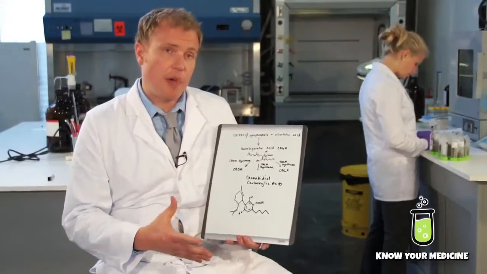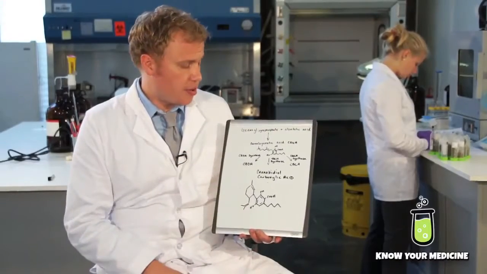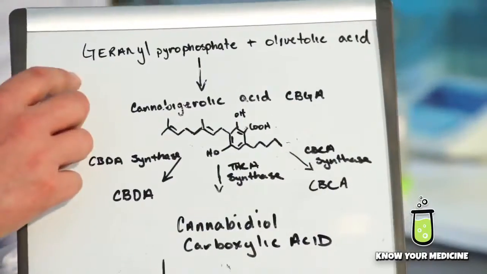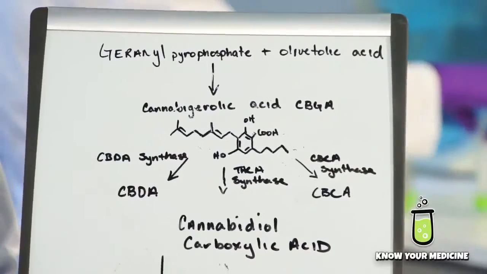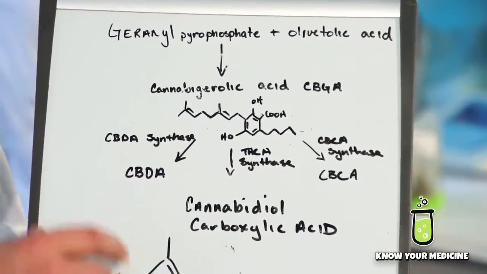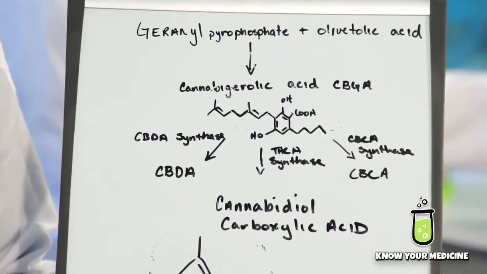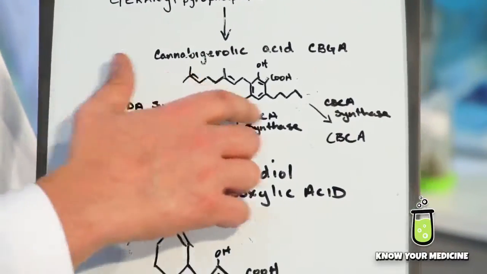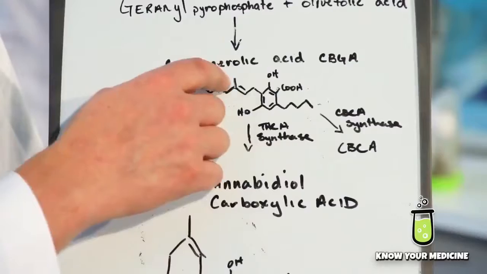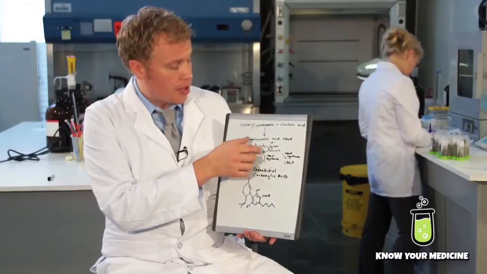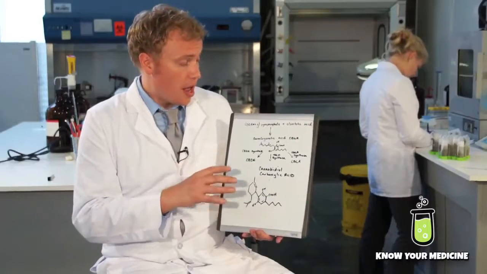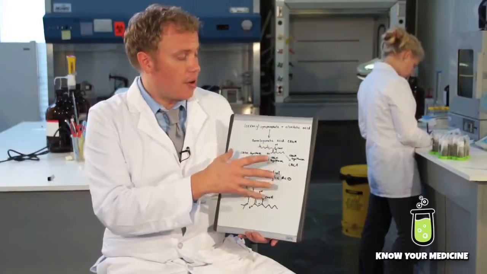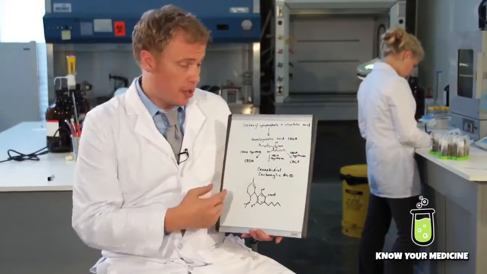Here we have the synthetic pathway in the plant by which CBDA is produced. We start out with geranyl pyrophosphate and olivetolic acid that combine in another enzyme-catalyzed reaction to form cannabigerolic acid, or CBGA. And this is the structure of cannabigerolic acid, and you see this long chain of carbon molecules. These carbon molecules are able to bend in and form rings and other structures that allow it to be the precursor for all these other compounds we see.